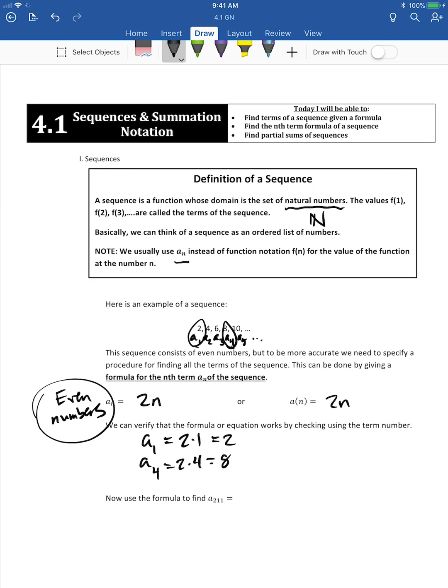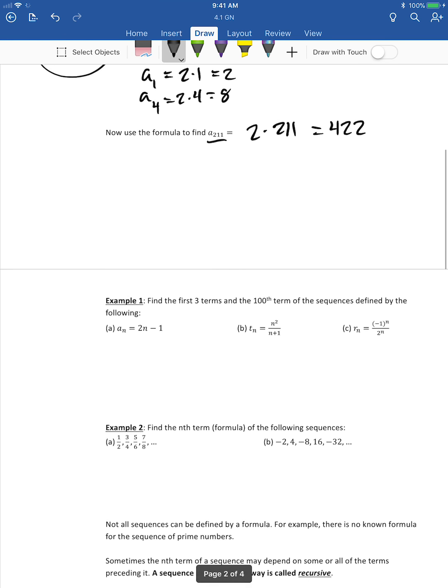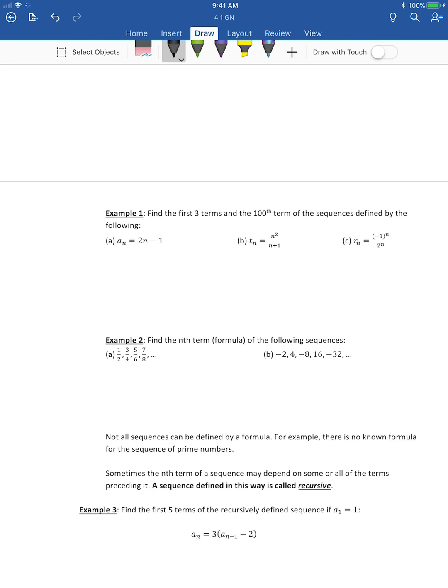Now that we have this formula, we can ask something crazy, like what is the 211th term in this sequence of even numbers? You could try to think about it, the even numbers, it's not that hard, but now we have a formula. Just plug in. So 2 times 211. The 211th term of the even number sequence is 422. That's all there is to that. Of course, there's more things we can do with this.